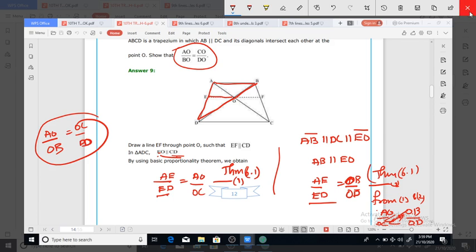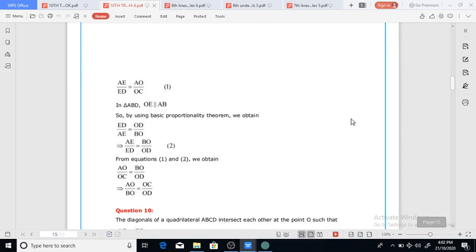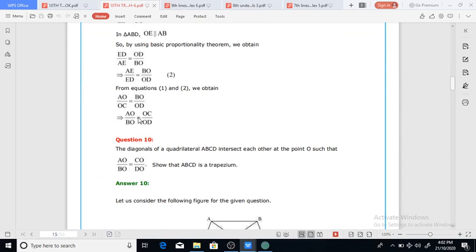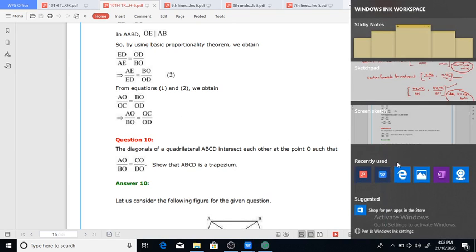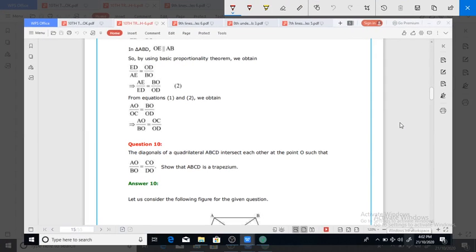Clear? Here you can see that OC is cross multiplied. So in the given answer, OC is taken here and OB is taken here. So just interchange the places by cross multiplying. AO by stays in the same place, OB goes to the denominator, and OC comes to the numerator: AO by OB is equal to OC by OD. This is our answer. Okay.